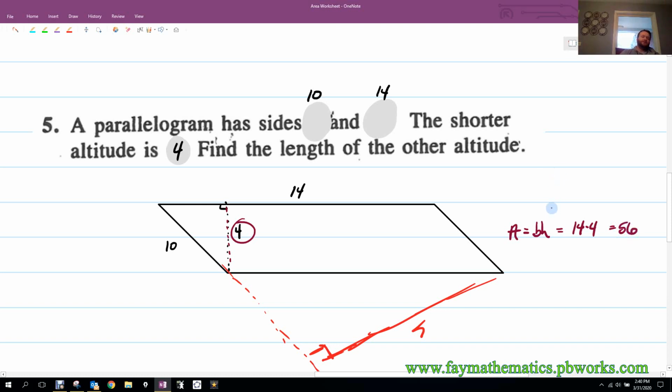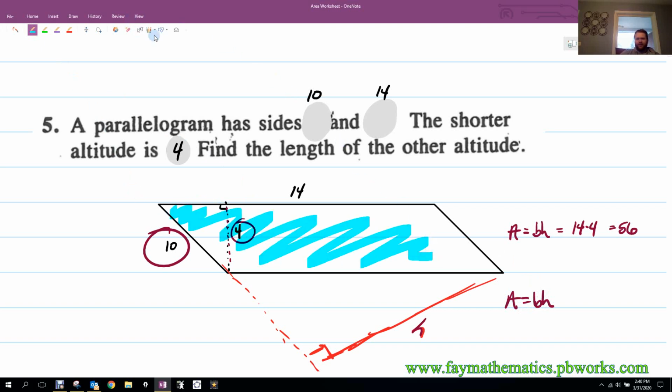So now what they're trying to do is figure out, well, what is this h then here? Well, remember, whatever that h is, that's the altitude, I have to use that as my base. Still finding the area of this parallelogram. And if I know the area of that parallelogram using one technique was 56, then it's got to be 56 using a second technique as well.